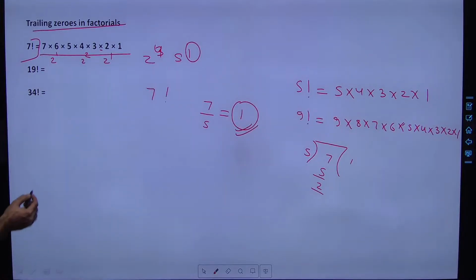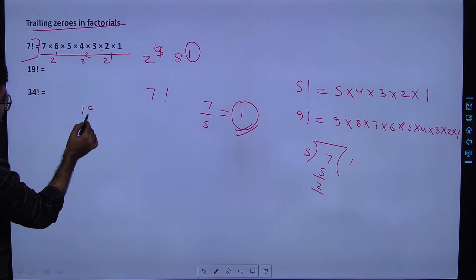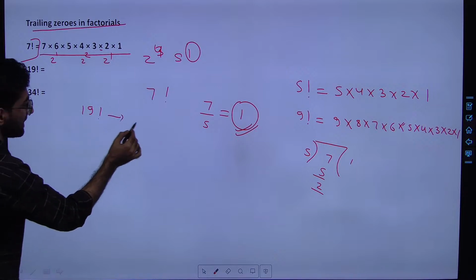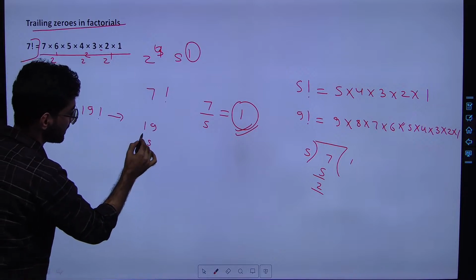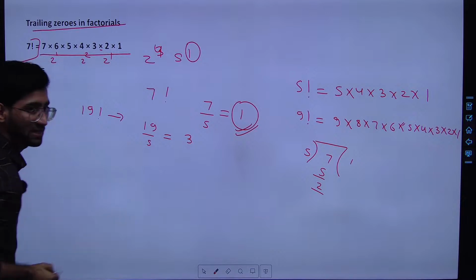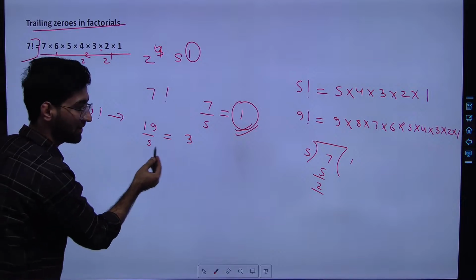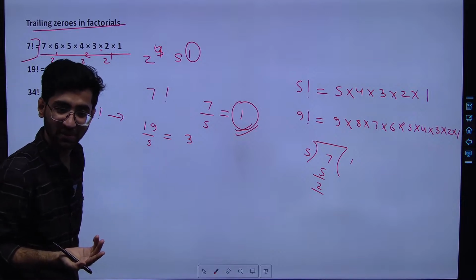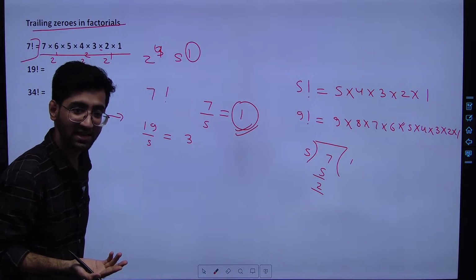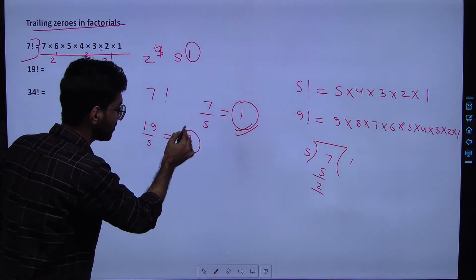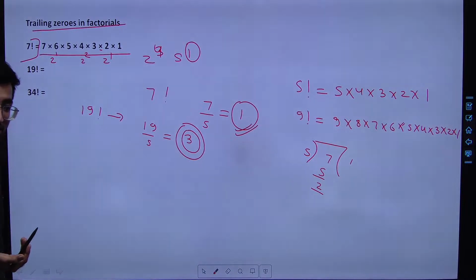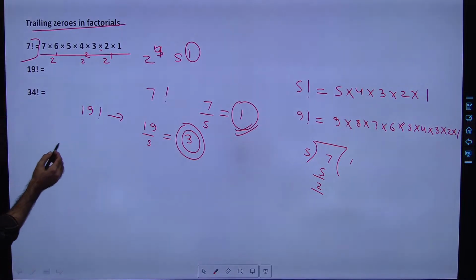Now look at 19 factorial. Again, simple: 19 by 5 is equal to 3. Can you divide 3 by 5? No, you can't divide 3 by 5. So what is the number of trailing zeros? 3, right?